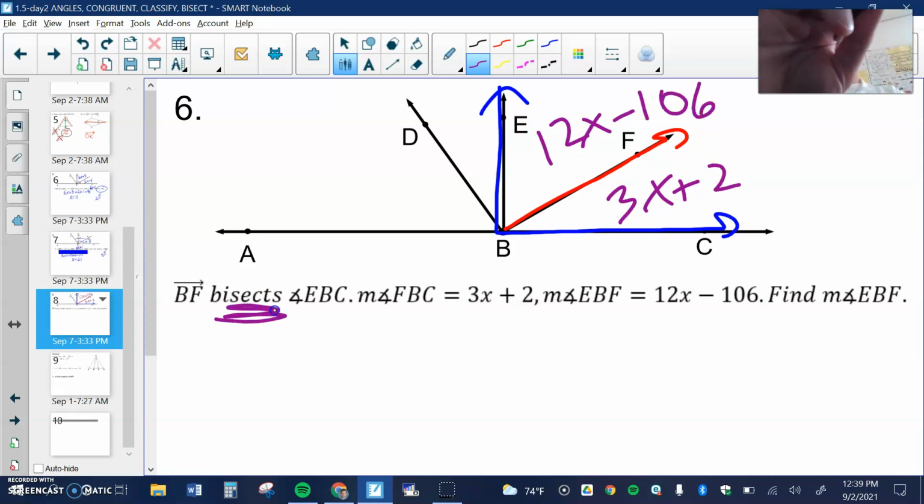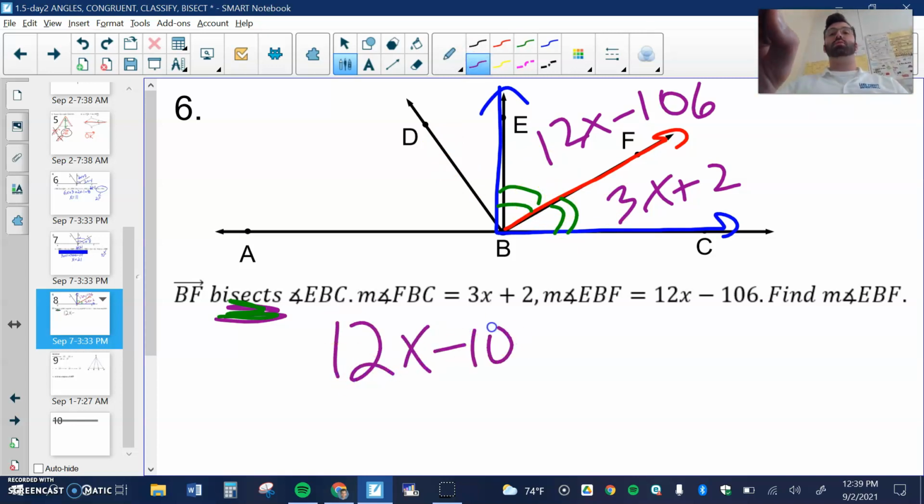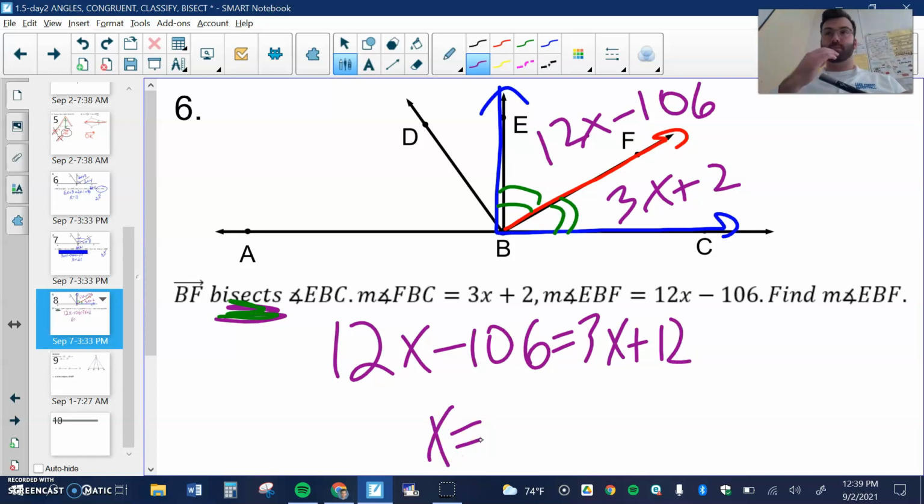Remember, bisects means it cuts in half. It's right down the middle. That means these two parts are equal or congruent. So if our two angles are congruent, I can set these two equations equal and solve for x. I think you get, pause it, figure it out. You get 12. And EBF becomes 38.